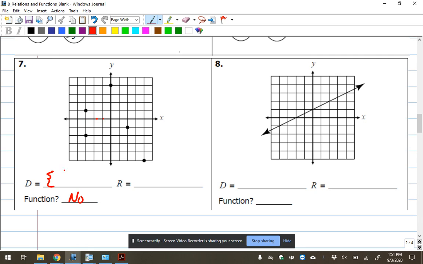1, 2, I got -3. Be careful on your counting there. And then this one would be 0, 2, and 1, 2, 3, 4.